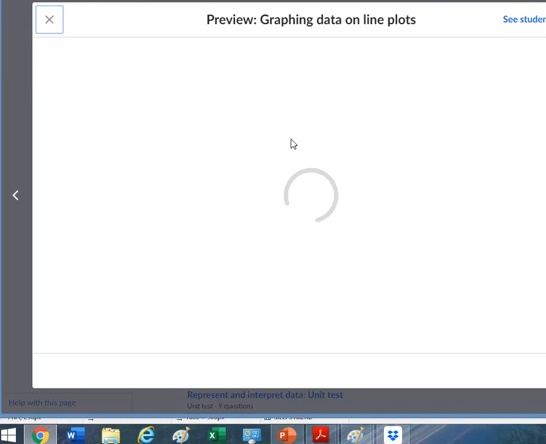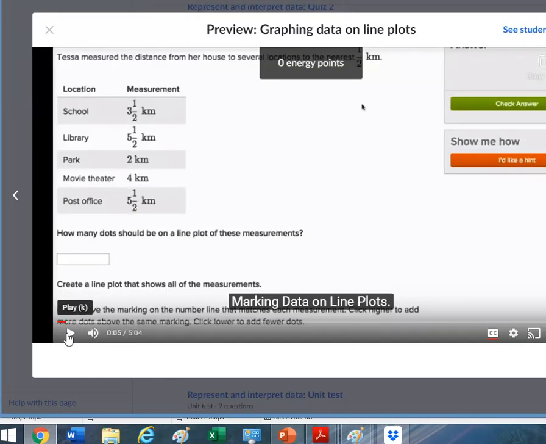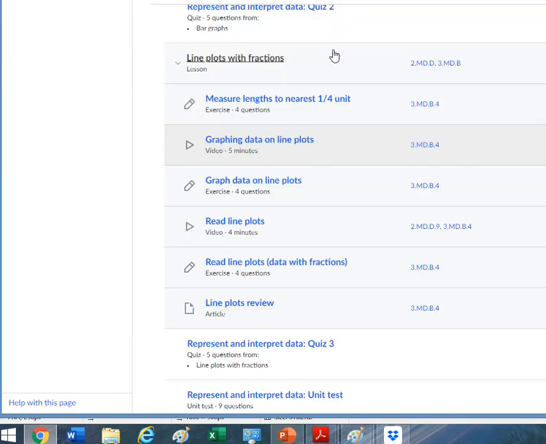And then I also sent you a video on how to graph data on line plots, which is just to review what we did, but it'll be similar to what we're doing tomorrow. Let's get a little practice doing the Khan Academy exercise, marking data on line plots. So like I said, here we're going to be using measurements that we take, and we're going to use that to create line plots.